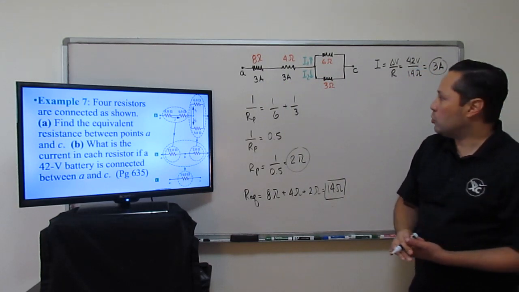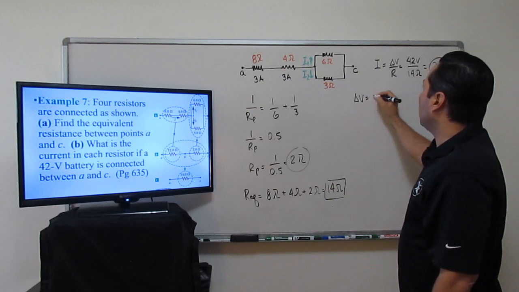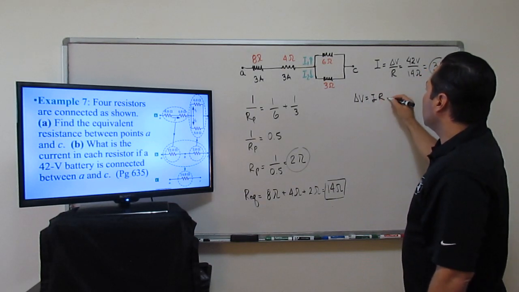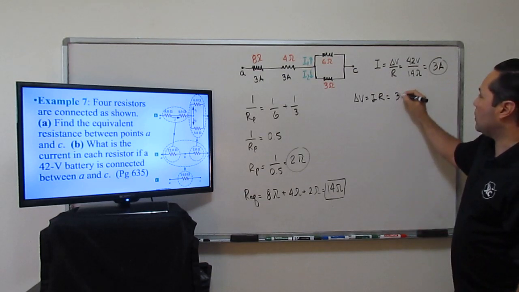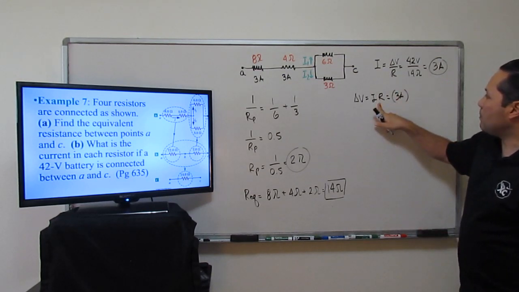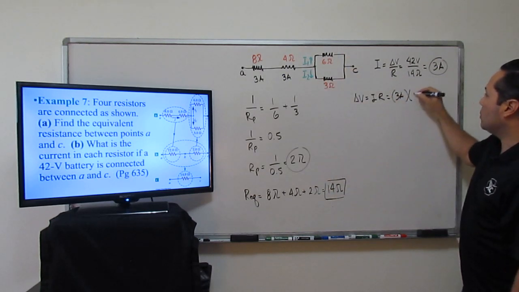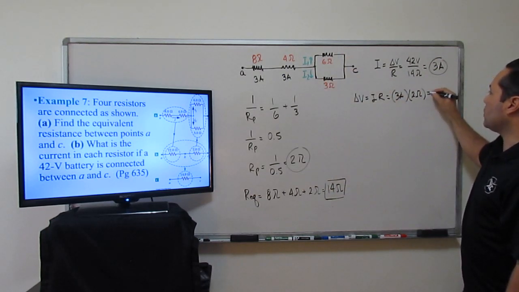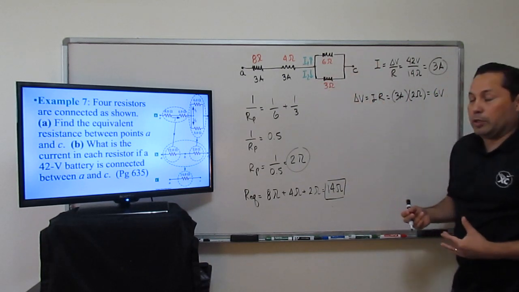Alright, so to do that, we're going to set it up so that we have our same formula, which is I times R. So for the I, we're going to put our 3 amps, and our resistance for this part of the circuit was 2 ohms. So that gives us a potential difference of 6 volts for this part of our circuit.